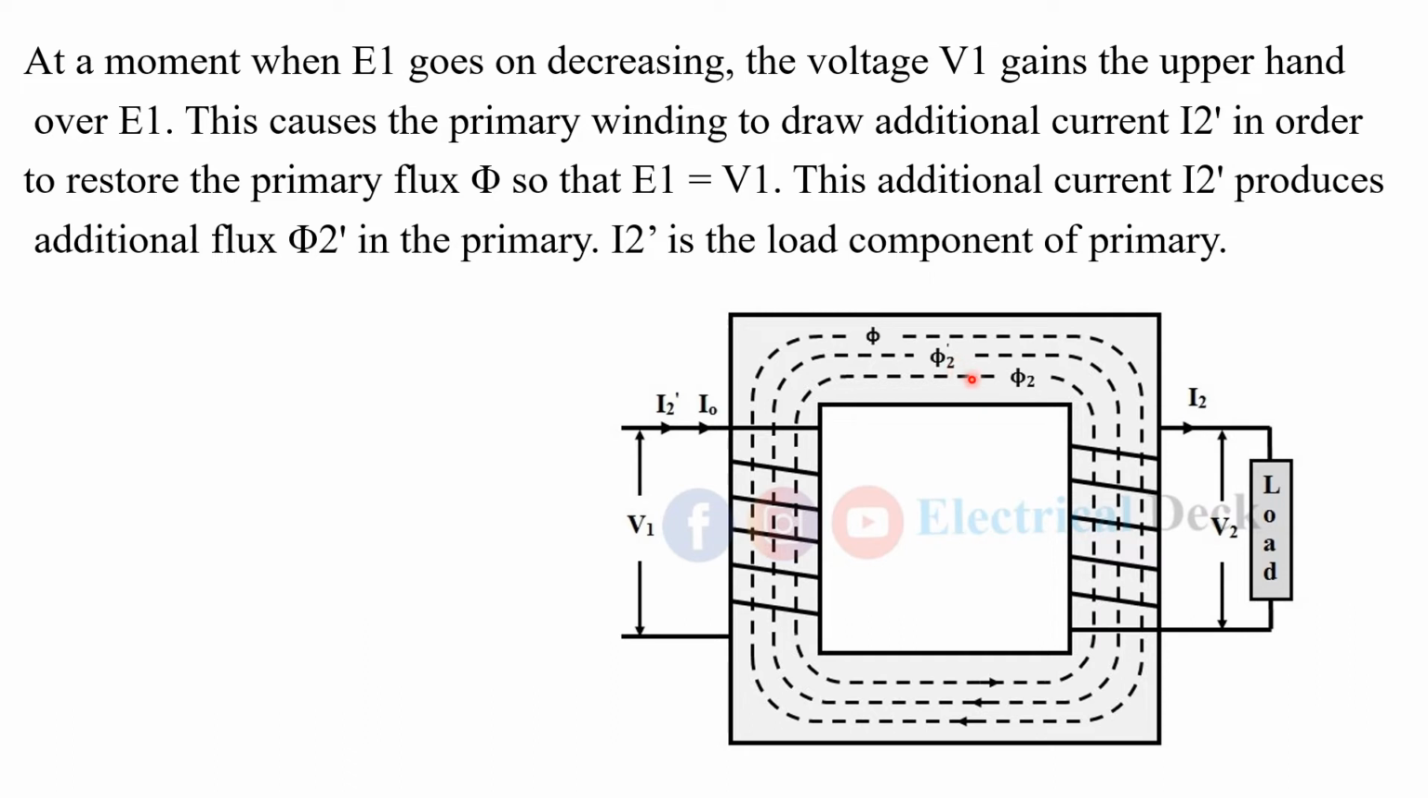Both of them are opposite to each other. That is, phi 2 dash will be in the opposite direction of phi 2, or phi 2 dash will be in the same direction as the main flux. So the effect of phi 2 will completely vanish due to the flux generated by the current I2 dash in the primary winding, so that the net flux will be phi. So we can say that the net flux will be constant in the winding.